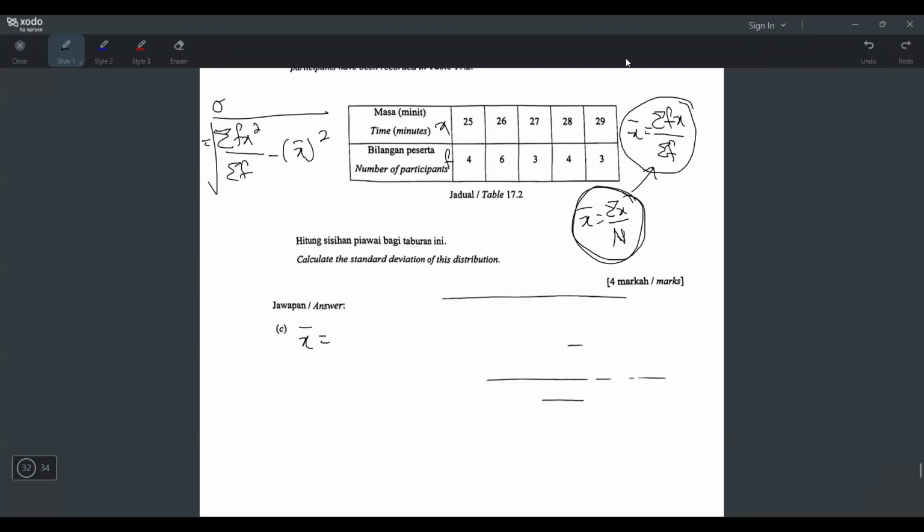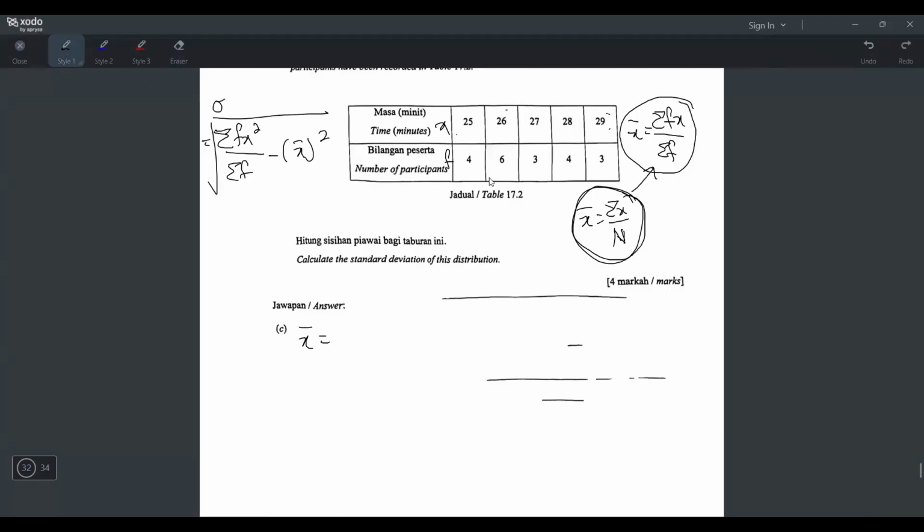And what if it's grouped data? Because for grouped data, for the X, they will give you a class. You know what a class is, right? A class is like this: 25-29, 30-34, something like this. So for grouped data, for the X, they will give you a class. Then you need to get the midpoint of the class, and use the midpoint for the X. That's if it's grouped data. This is not grouped data. This one has no class.